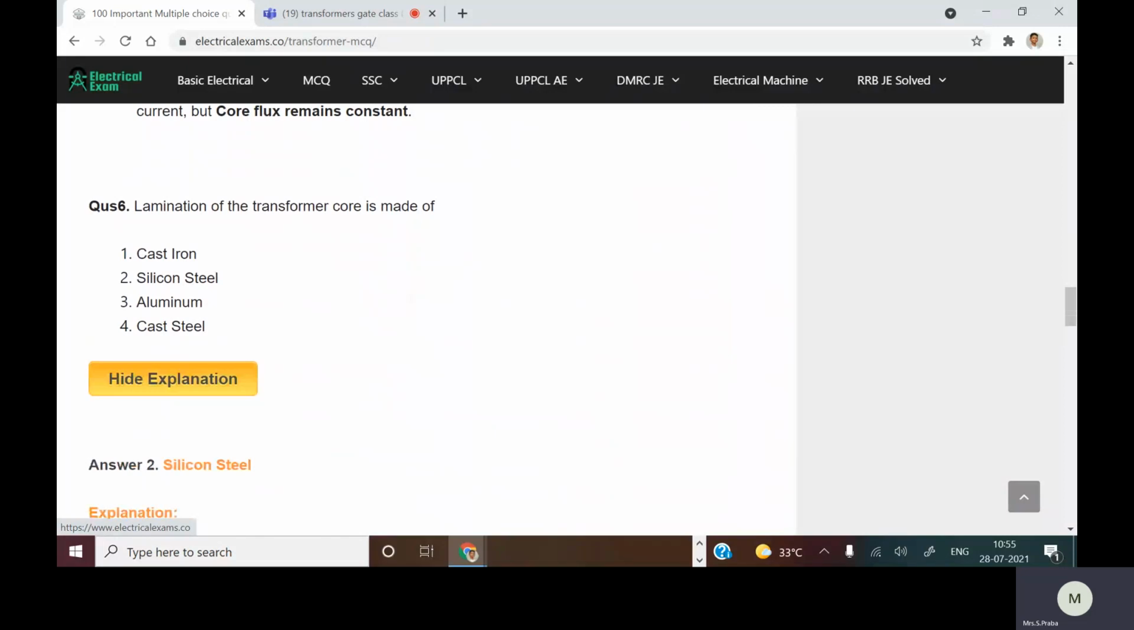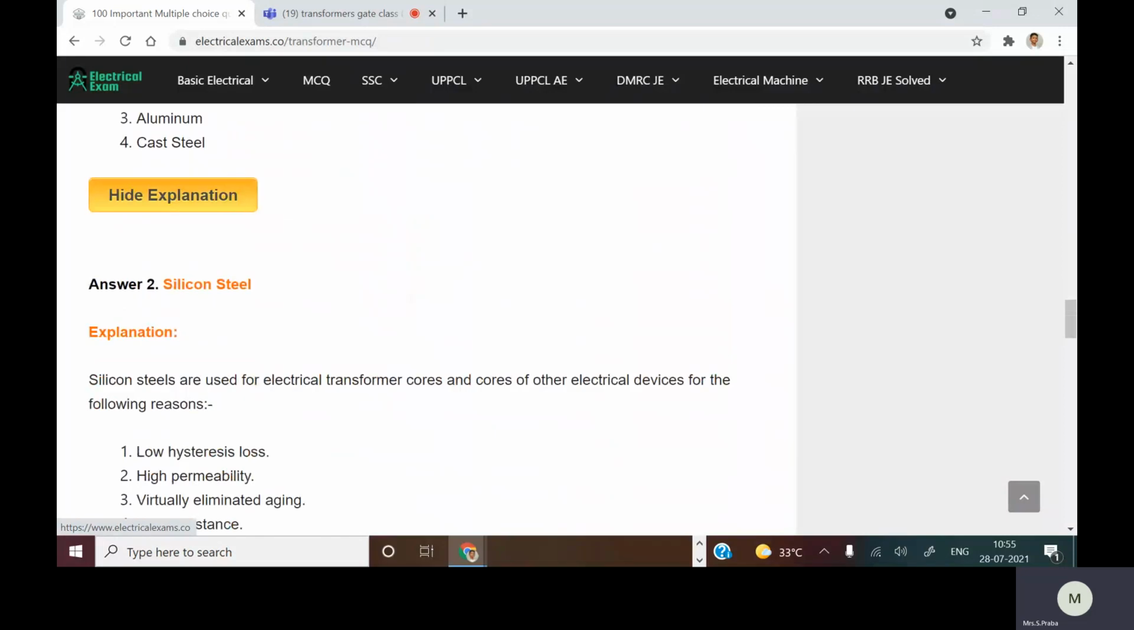Yes, silicon steel must be a good lamination, because silicon steel is used for electrical transformer cores and the cores of other electrical devices for the following reason. Not only for the transformer. Yesterday in the DC generator class I also explained that silicon steel is a good lamination for the armature. Here they are asking why silicon steels are used for electrical transformer cores and the cores of other electrical devices. Yesterday we talked about this as stalloys.